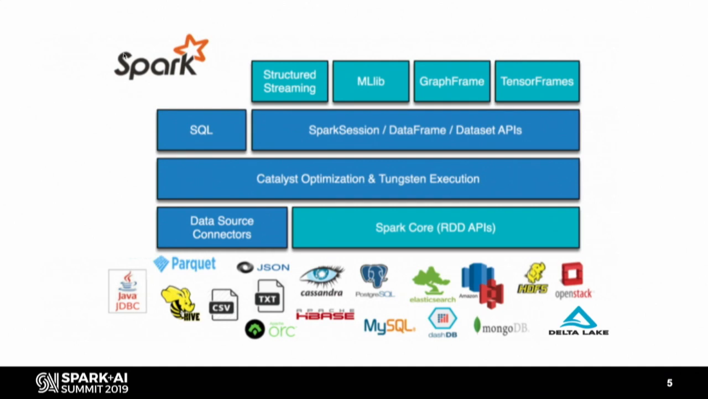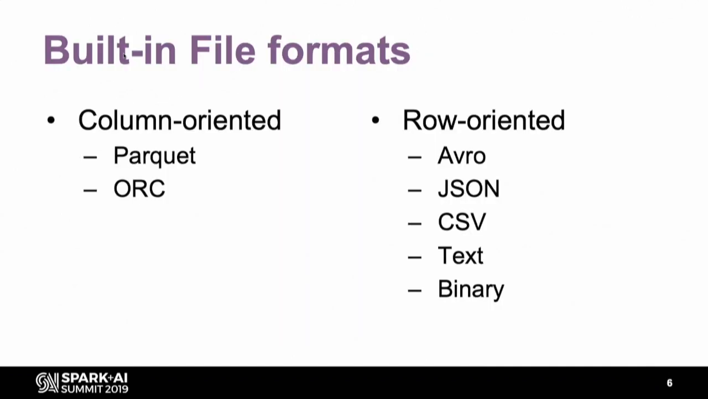Spark processes, integrates, and analyzes the data from diverse data sources, including Kafka, Oracle, Data Lake, and so on. Spark supports columnar formats, including Parquet and ORC. It also supports row-based formats, including Avro, JSON, CSV, text, and binary.